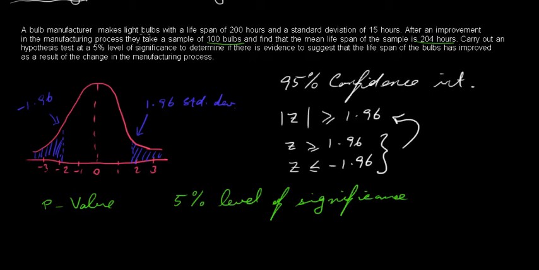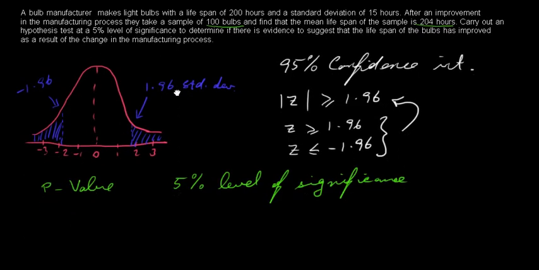So, okay, I'm going to have a look at this problem here, and work out a z value, see if it's greater than or less than 1.96 standard deviations from the mean, and then also work out a p-value, see if it's less than or greater than 5%. So let's have a look at the problem itself.